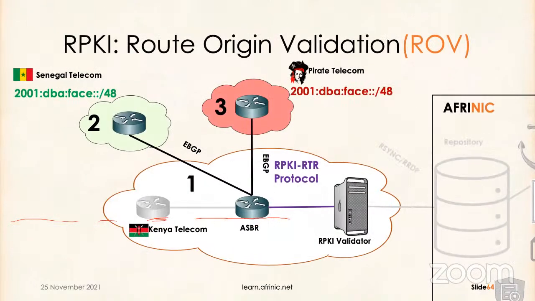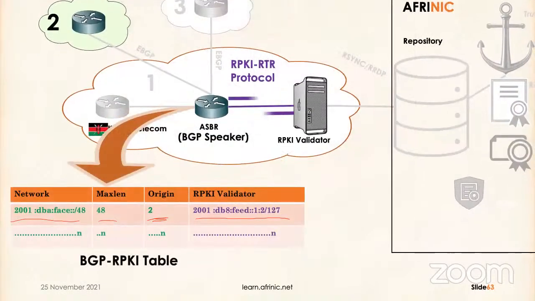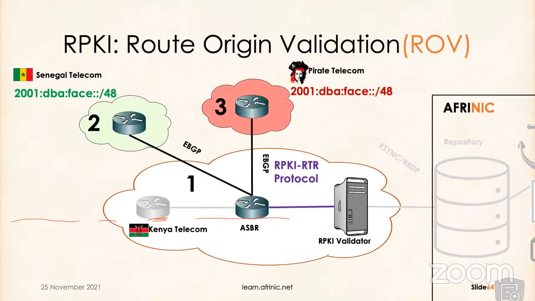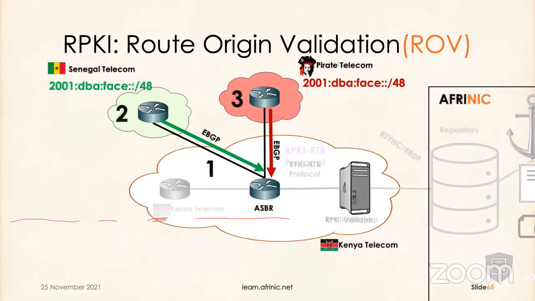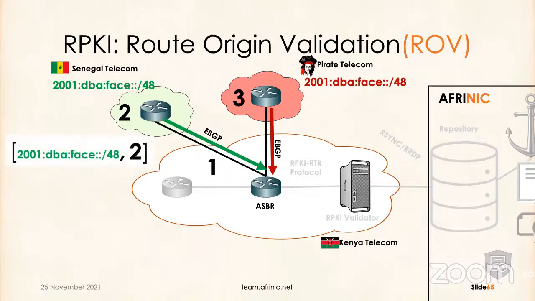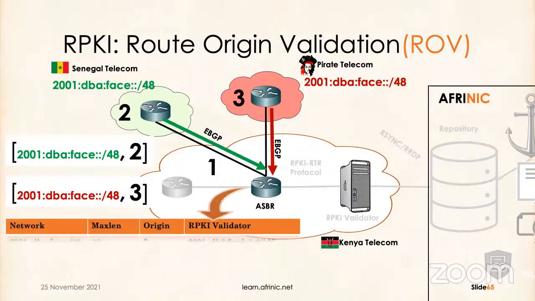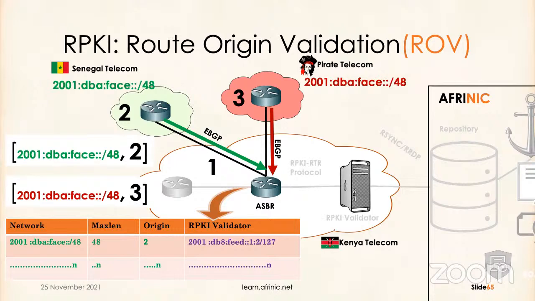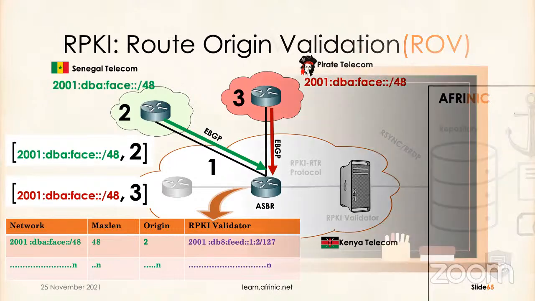So now let's look at route origin validation, or ROV. With that said, if you remember the last slide, we already have our BGP RPKI table. So now, Senegal Telecom has announced the prefix, and Pirate Telecom has done the same, up to no good again, doing their stuff. Based on that, you have these two entries on the autonomous system border router for Kenya Telecom. The green one is the actual owner, the AS that's authorized to announce that prefix, AS2, and the AS that is not authorized to announce that prefix, AS3, in the red one. So we consult our table again, but to help the router make a decision, we have to go back to the drawing board.